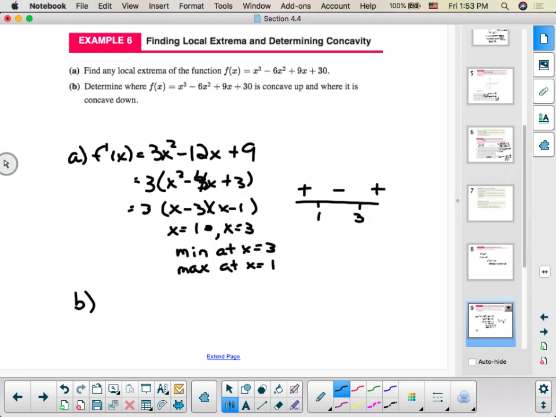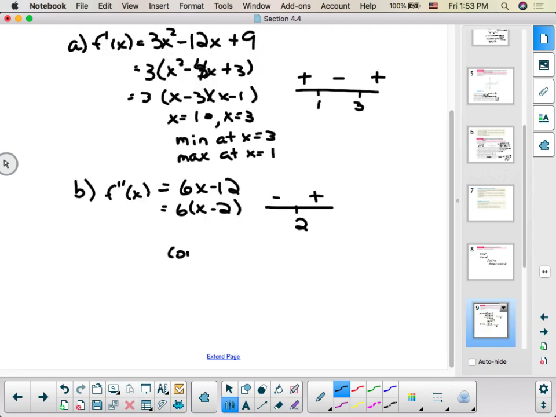For part B, we want to know concave up, concave down, so we're going to take the second derivative. The second derivative, 6x minus 12. So we have a possible point of inflection there at 2. Before 2, we have negative. After 2, positive. So we are concave down from negative infinity to 2, concave up from 2 to infinity.